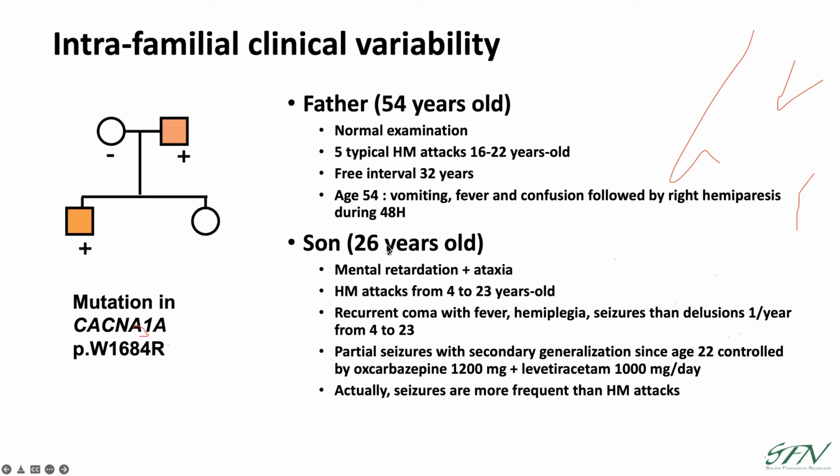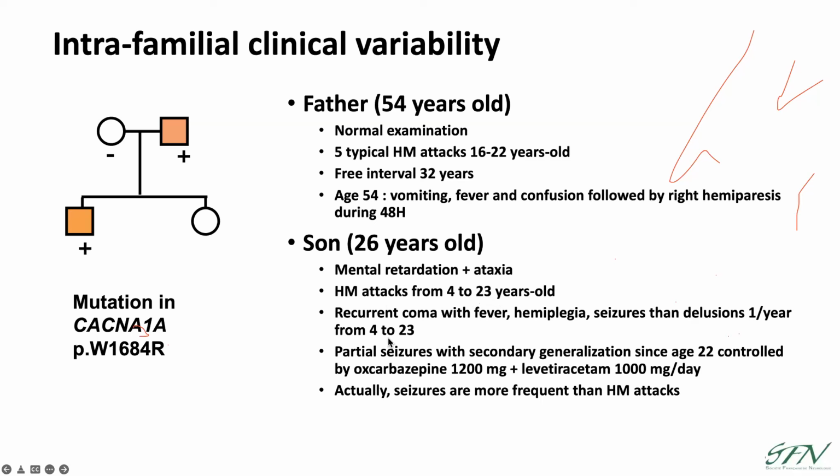And he has a son. The son is now more than 26 years old, because the slide was made a few years ago. And this son has ataxia. He had a delayed development of gait. He also has a marked mental retardation. He cannot live alone. He is in an institution. And he has hemiplegic migraine attacks, typical ones that started at the age of 4 and continue to the age of 23.